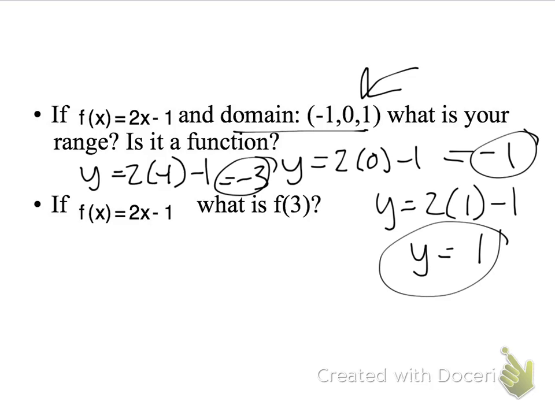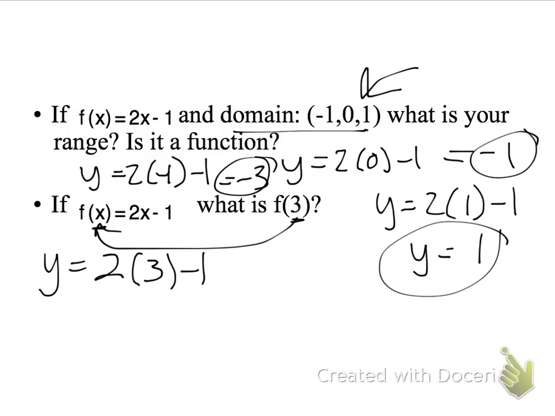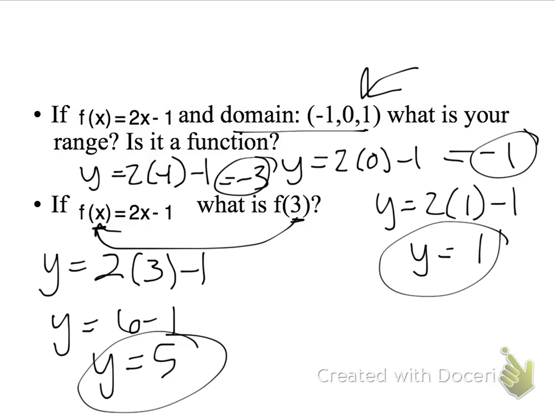Okay. Next question, if f of x equals 2x minus 1, what is f of 3? This 3 replaces the x. If f of x means y and we're replacing our x in this, we're going to replace our x in the equation. So 2 times 3 is 6. 6 minus 1 is 5. So f of 3 equals 5.